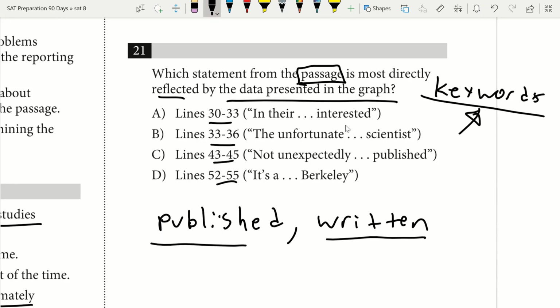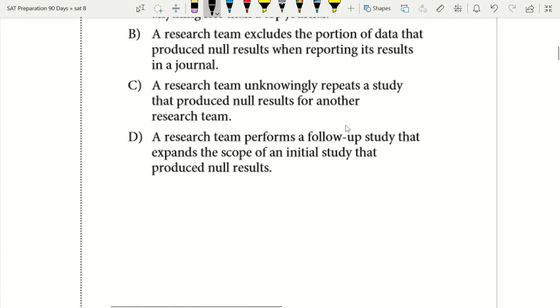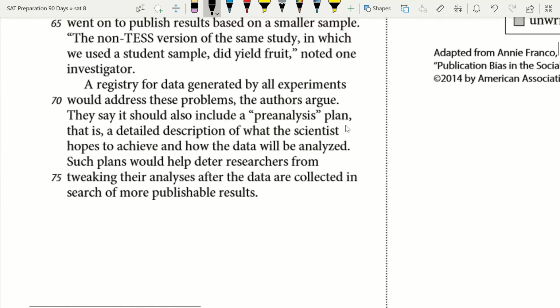It's showing the likelihoods to be published, likelihoods to be written. So in this case, I look at which one has my keywords. I see that that's going to be C. So that's where I'm going to start. I'm going to go take a look at lines 43 to 45, see if my graph supports it.